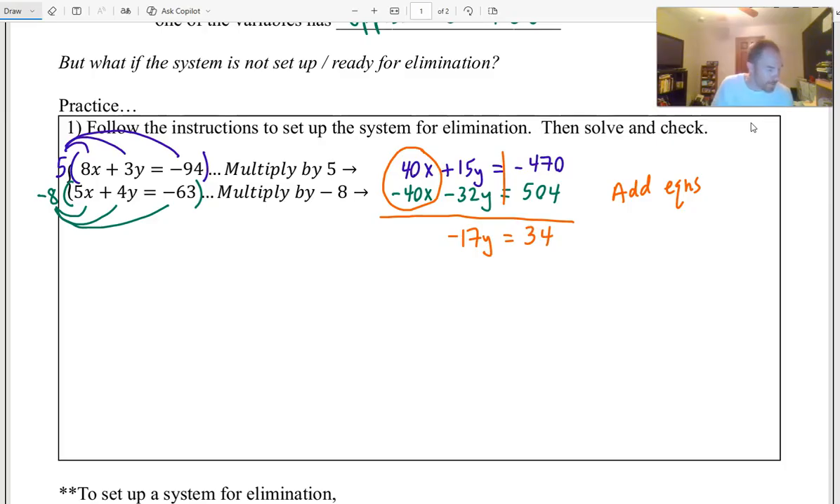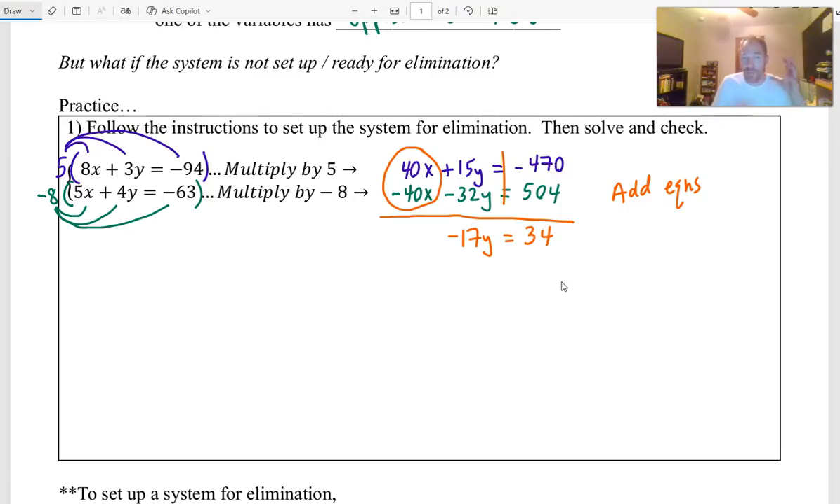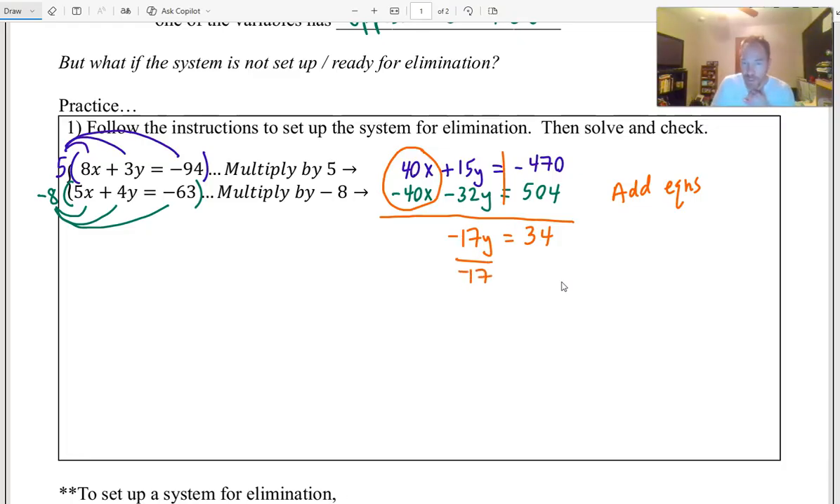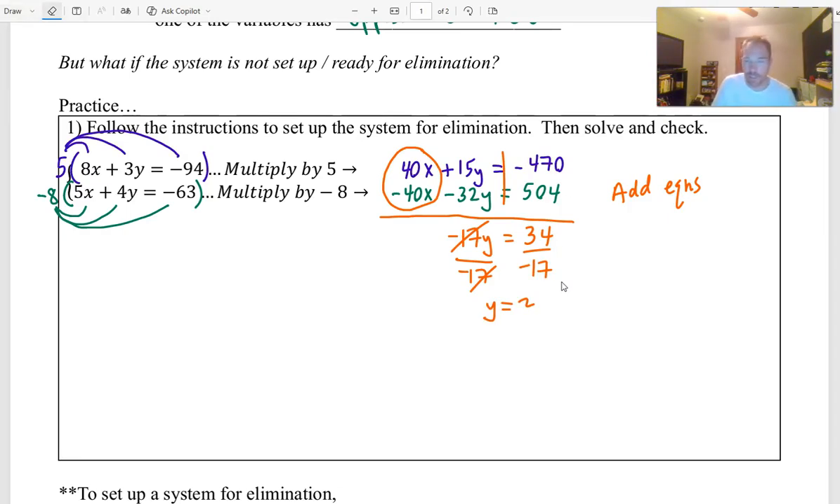Remember, this is a huge thing with a system of equations: we went from 2 equations with 2 variables to one equation that only has one variable. So I can pretty quickly solve this for y, divide by negative 17, and we get y equals negative 2. Let's write that a little more nicely. I'm going to finish solving this, though.